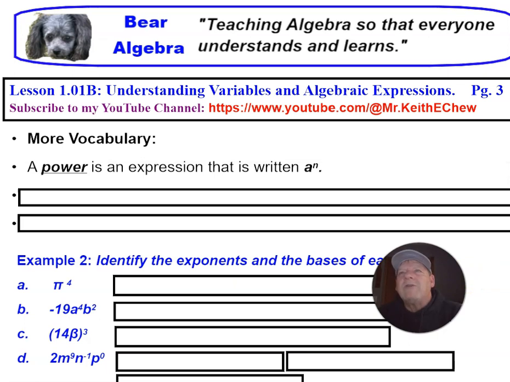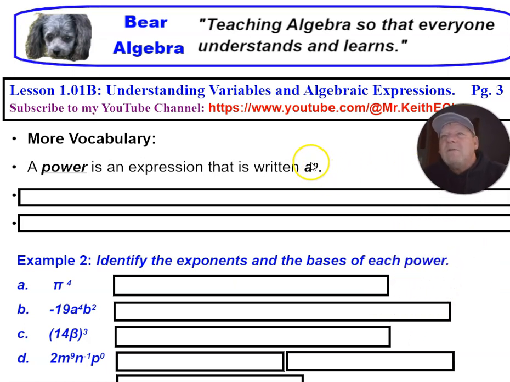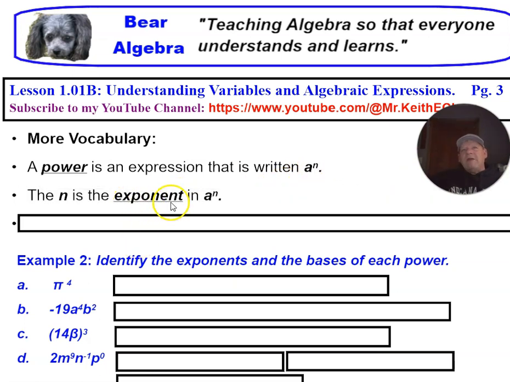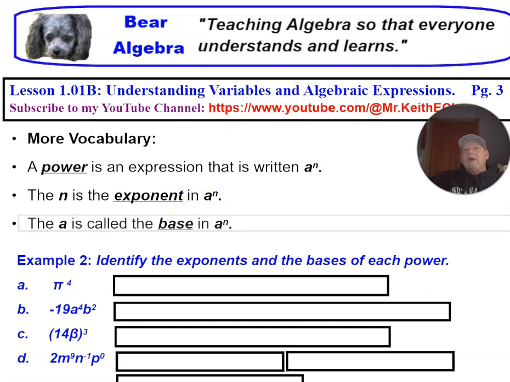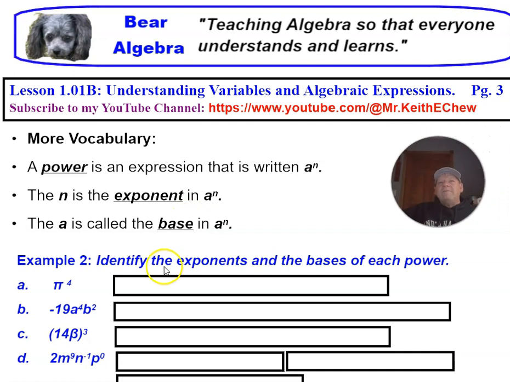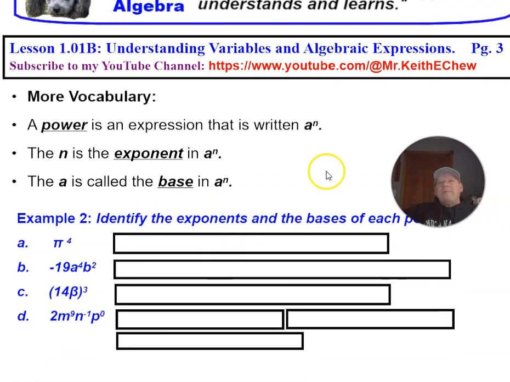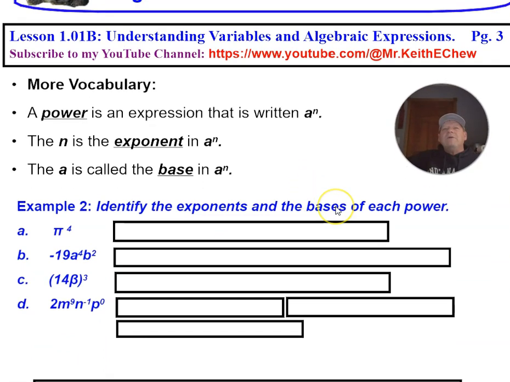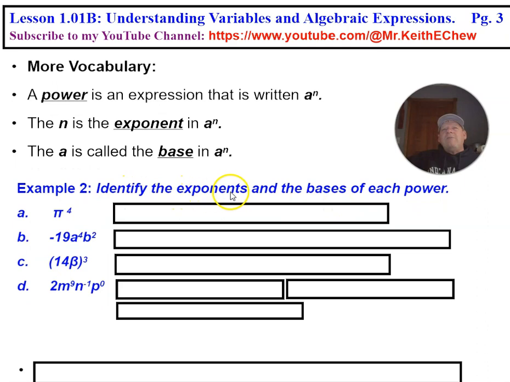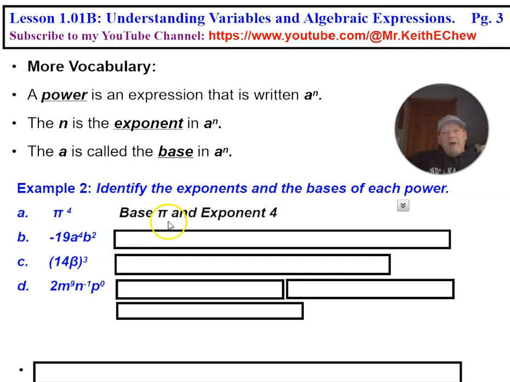So a power is an expression that's written as a base raised to an exponent. So the n is the exponent in a to the n power. And the a is called the base. So in example 2, it says identify the exponents and the bases of each power. If I have the pi symbol, that's my variable, raised to the 4th power, the base would be pi and the exponent would be 4.